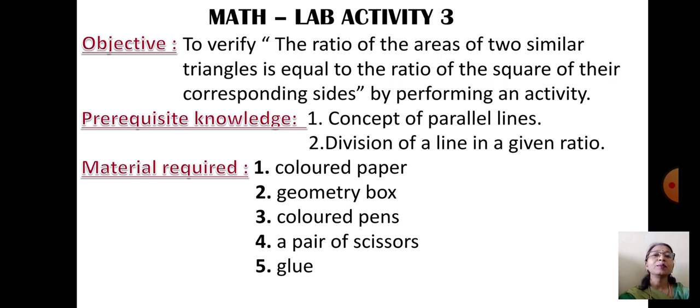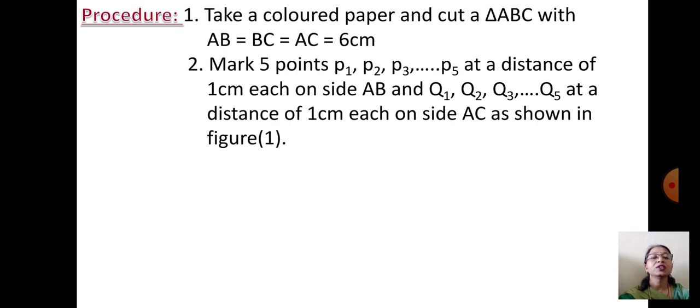Now let us see the material required. So for this activity, we will need colored paper, geometry box, colored pens, a pair of scissors and glue. Now the procedure. Children, whichever points are written here, you will write on the ruled side of your journal, and the diagrams which I am showing, you have to cut on colored paper and stick on the blank side of your journal, right?